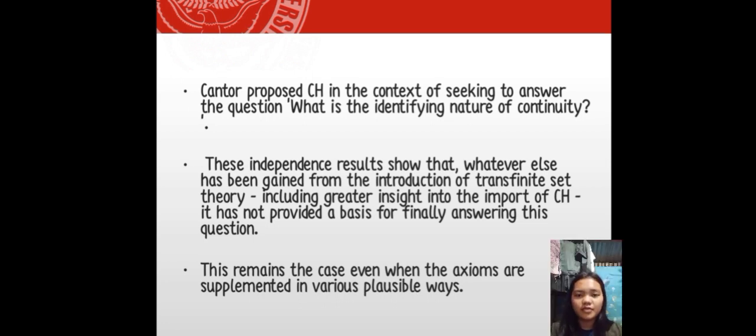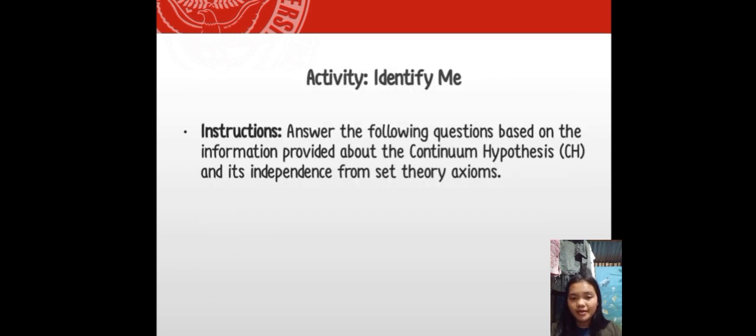Cantor proposed the continuum hypothesis in the context of seeking to answer the question, what is the identifying nature of continuity? These independence results show that whatever else has been gained from the introduction of transfinite set theory, including greater insight into the import of the continuum hypothesis, it has not provided a basis for finally answering this question. This remains the case even when the axioms are supplemented in various plausible ways.